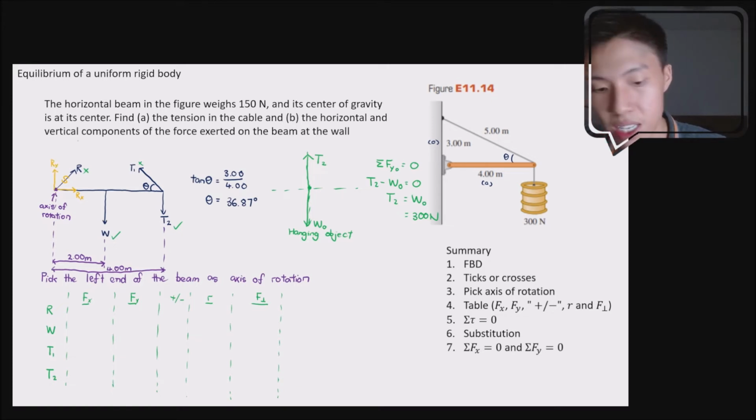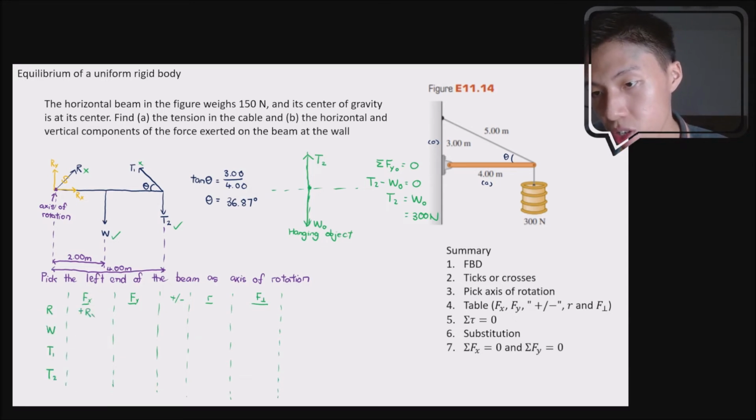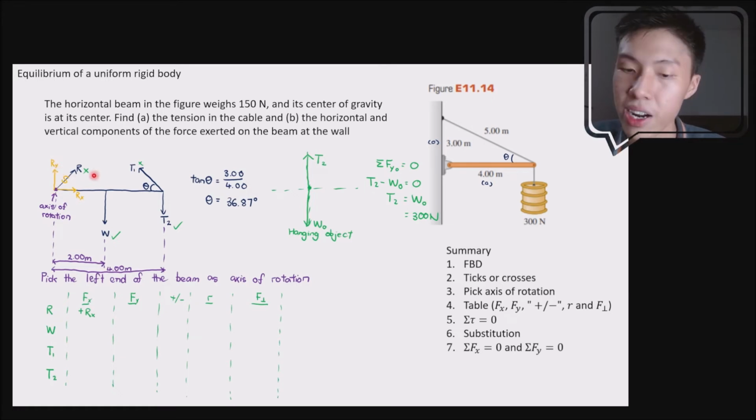So your Rx here is pointing in the positive direction. So for your Fx, you can write positive Rx, because it's pointing in a positive direction. To the right is positive. So Ry here is pointing upwards. Upwards is considered a positive Y direction. So for your Fy, you should say it's positive Ry.